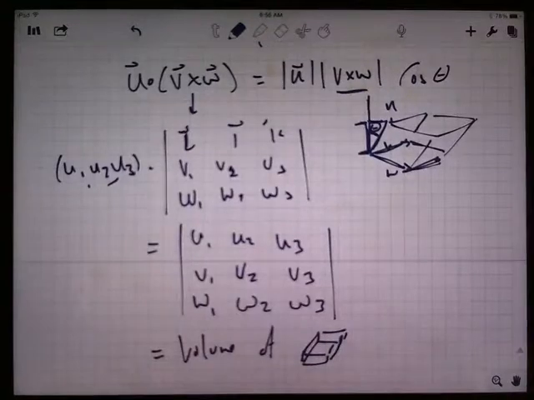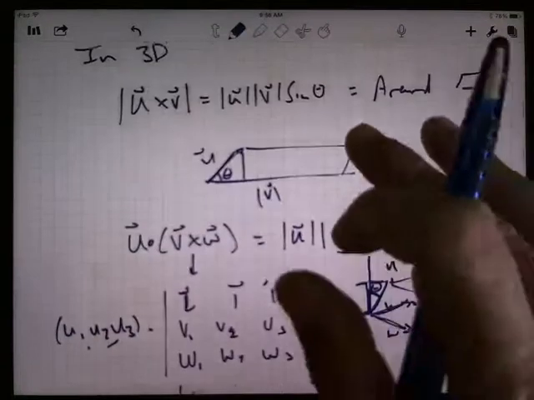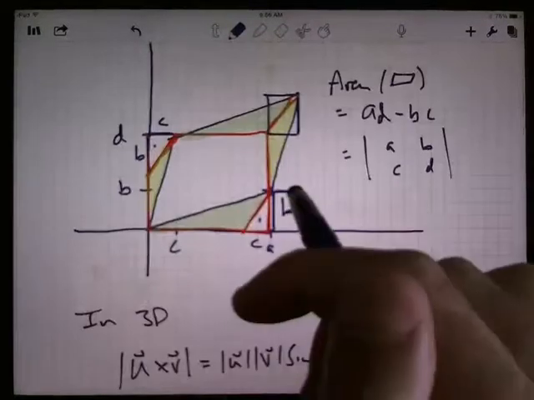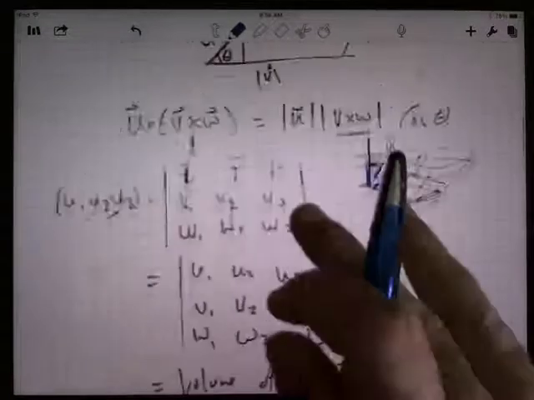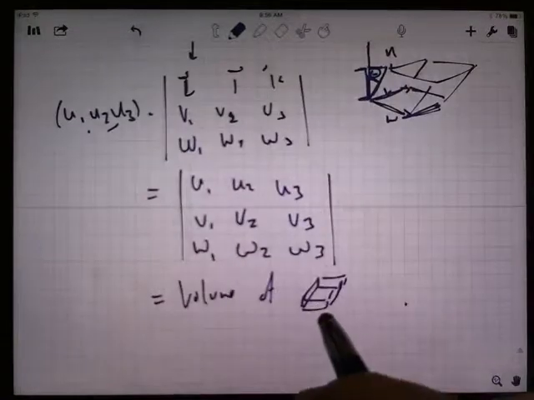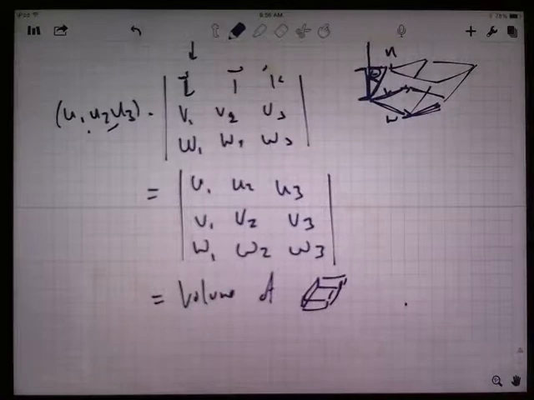So the 2x2 determinant is calculating area in the plane. The 3x3 determinant is calculating volume in space. And we're going to use this in our change of variables stuff.